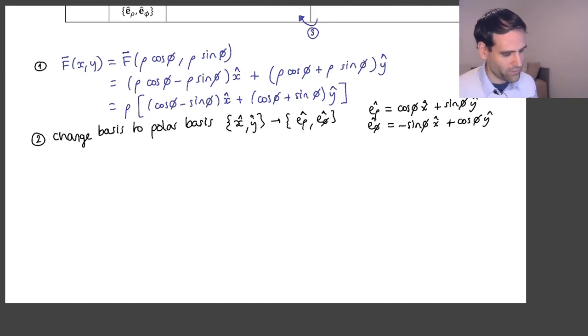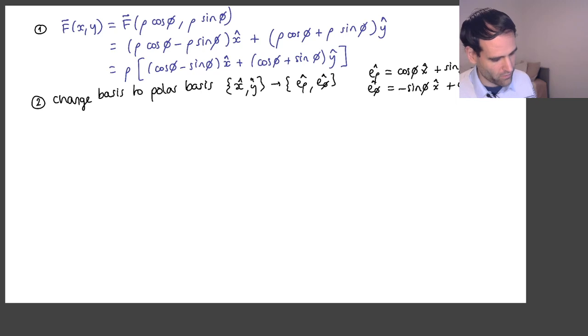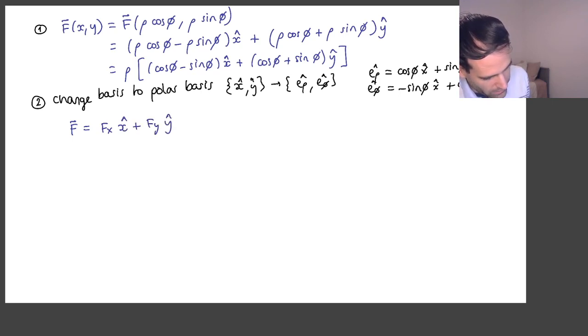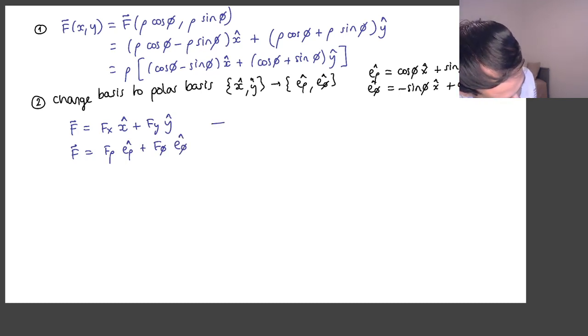So what were the different ways? Let's walk through them. One way was to project using the inner product. First let's define what we want to do. We have f, so we have the x component times x hat plus the y component times y hat, and we want to arrive at the same f, but written as the rho component times e rho hat plus the phi component times e phi hat. So the first way of doing it was projection using the inner product.